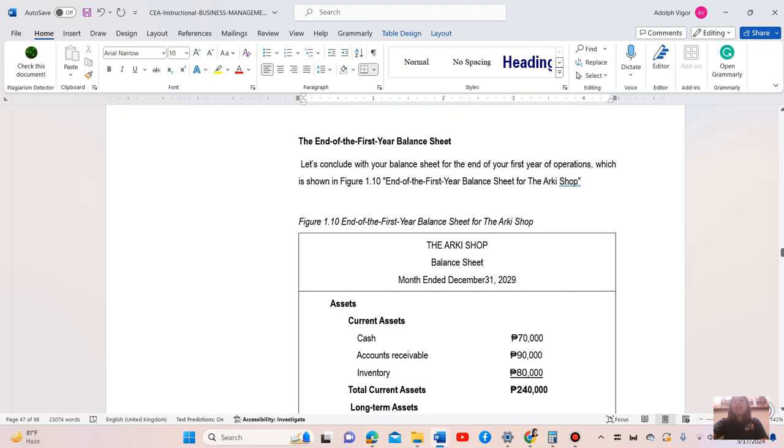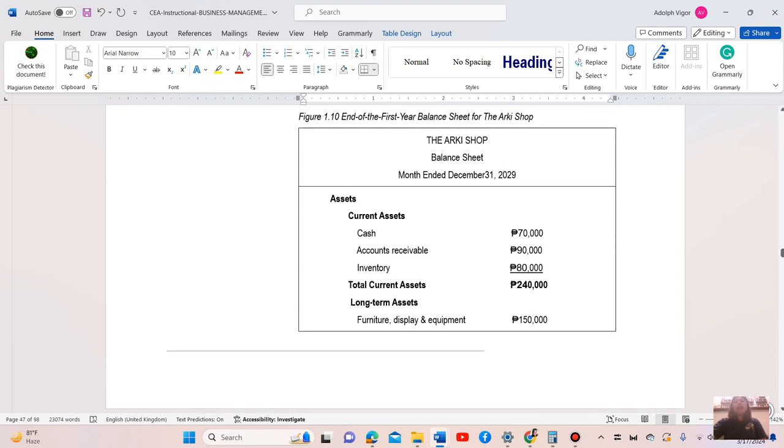So let's see an end of the first year balance sheet. So from annual man ninyo, fiscal year or calendar year na financial statements. So let's say it ended December 31st. You have assets, your current assets, cash is 70,000. You have accounts receivable because your customer didn't pay you in cash. You have accounts receivable of 90,000.